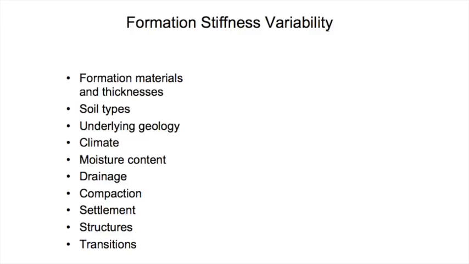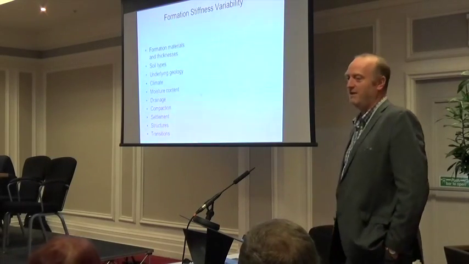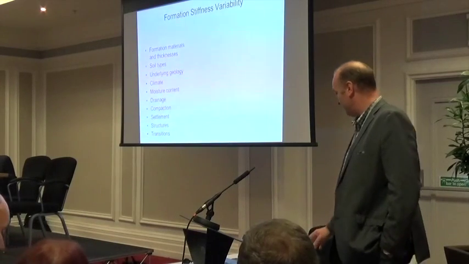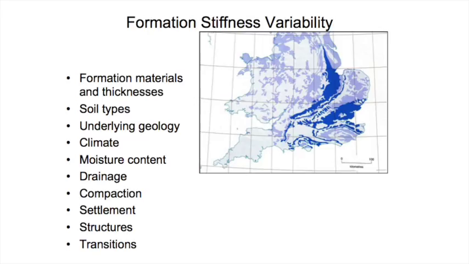If you look at the variability, why? We've got various thicknesses, formations, soil types, geology, climate, moisture, drainage, compaction, settlement, it goes on and on, structures, transitions in particular. Something I've looked at more recently, I'll show a few results of some of that now. Quick plot there, the darker blue is areas of geology which is more inclined to high levels of shrink or swell. So moisture content there, the clay type areas, see quite a big movement in the track just because of the water content in there, so quite complex.